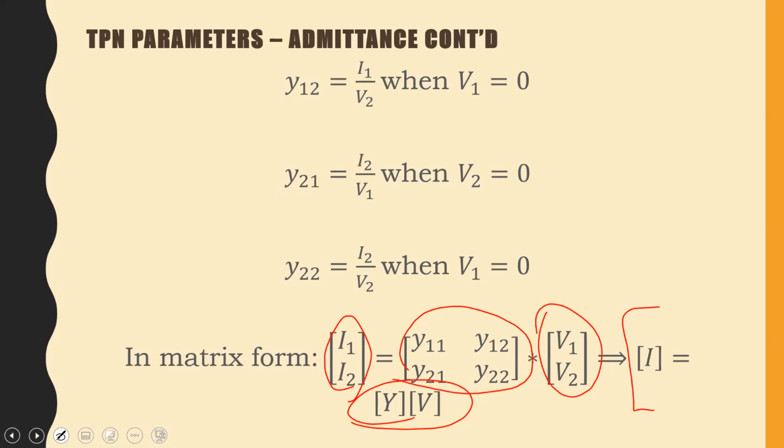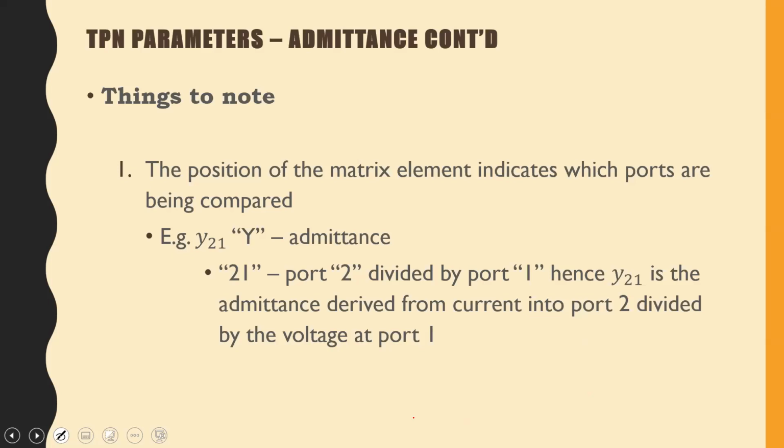Now, just like when we were doing mesh analysis and nodal analysis and we introduced the matrices, the position in the matrix meant something, right? So we're going to apply the same principle here. The position of the matrix element indicates which ports are being compared. So Y21, first of all, it's Y. So if it is Y, you know it's an admittance. And 2, 1 tells you that you're dividing port 2 by port 1.